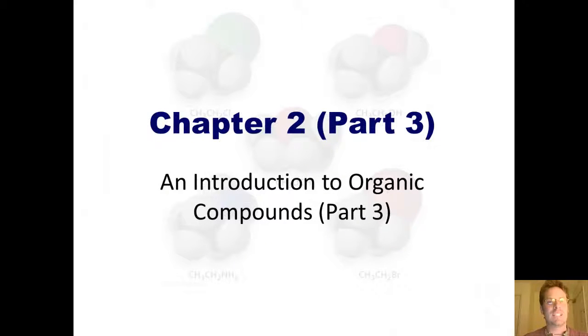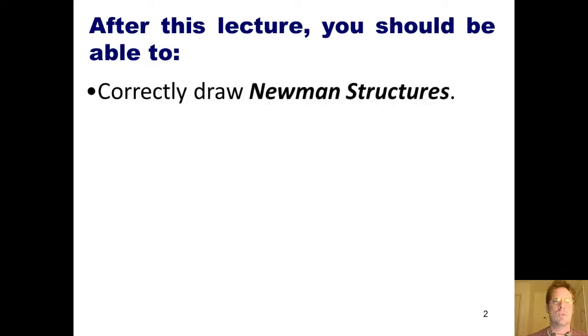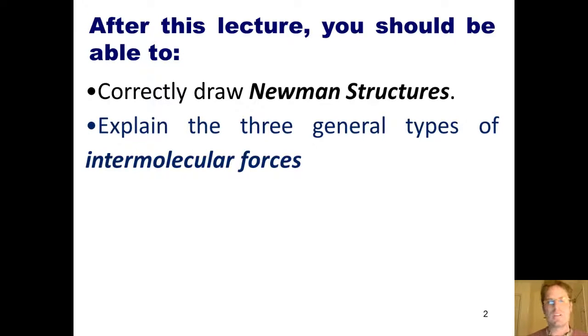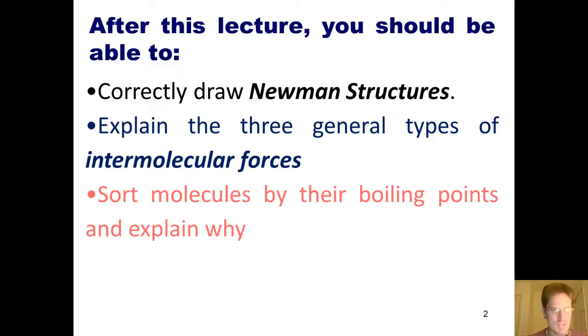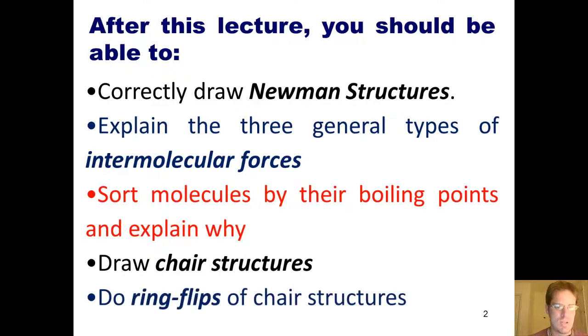Welcome to the third lecture in our never-ending discussion on Chapter 2's coverage of an introduction to organic compounds. In this first lecture video that you'll see, I will teach you how to correctly draw Newman structures, and I will teach you to explain the three general types of intermolecular forces, how to sort molecules by their boiling points, and explain why. And in my next and final concluding lecture for this chapter, I will teach you how to draw chair structures, and how to do ring flips with chair structures.